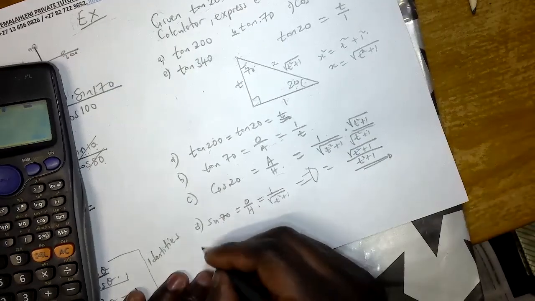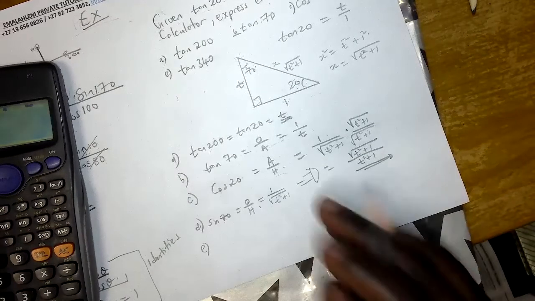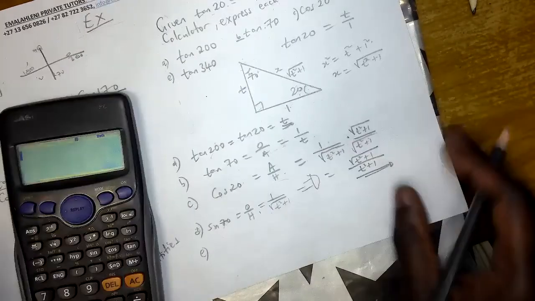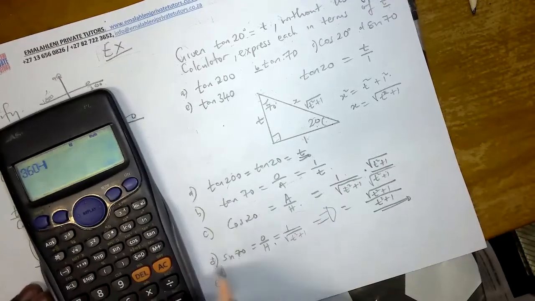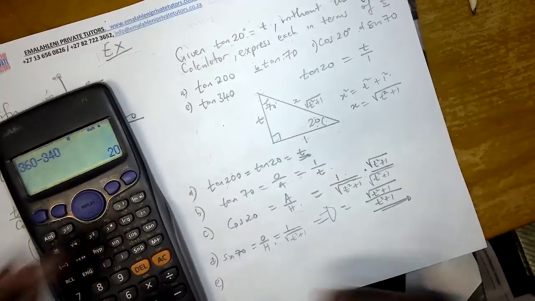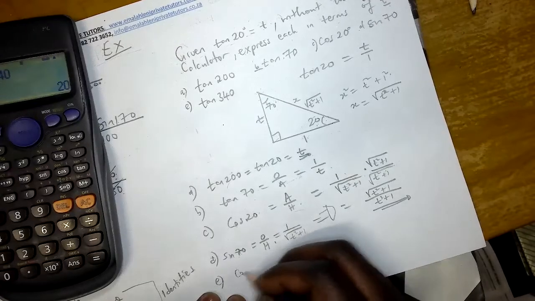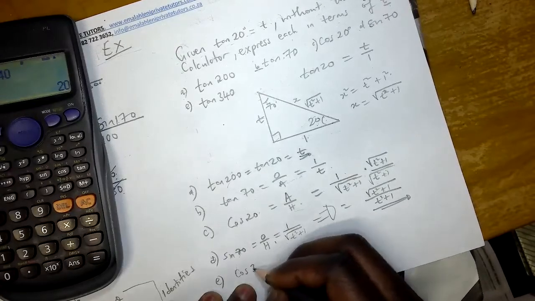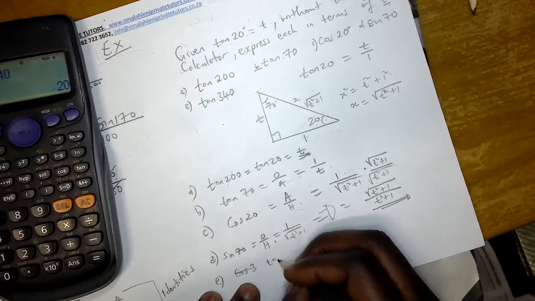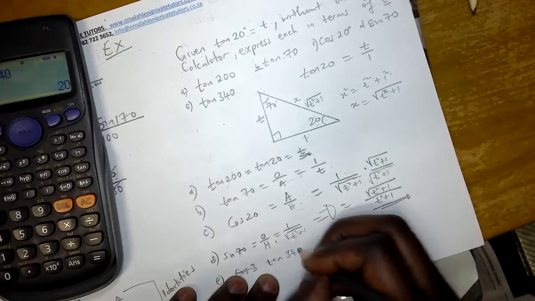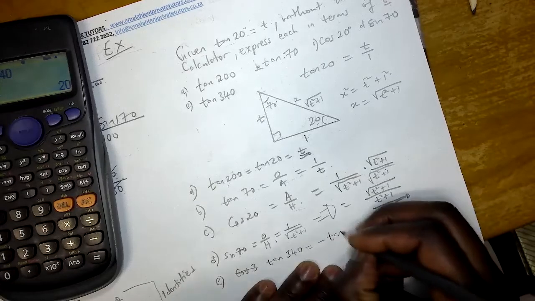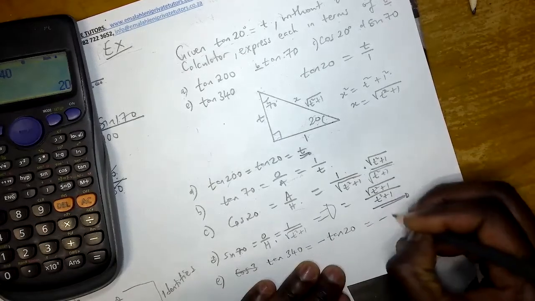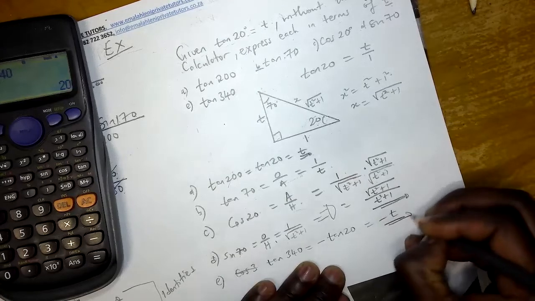Now, what about E? Tan 340, where is 340, guys? 340 is in the fourth quadrant. How do you get the acute angle? 360 minus 340, we get 20. So it means that tan 340 is equal to negative tan 20, which is going to be negative t, because it's in the fourth quadrant, guys.